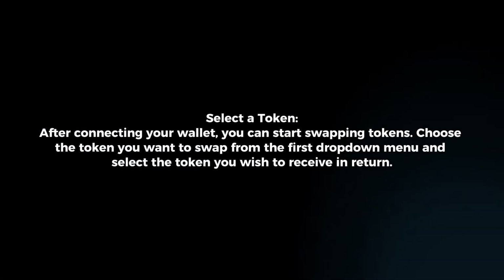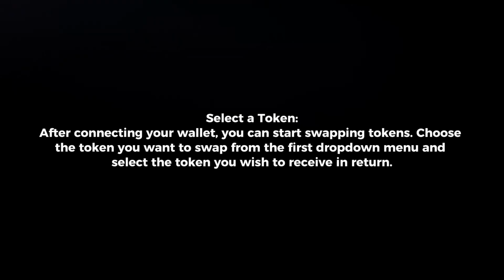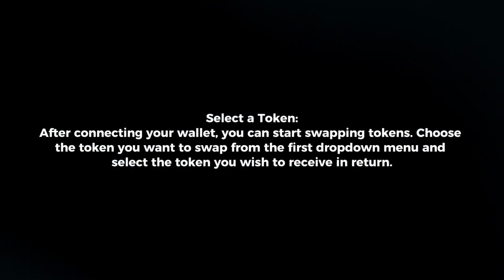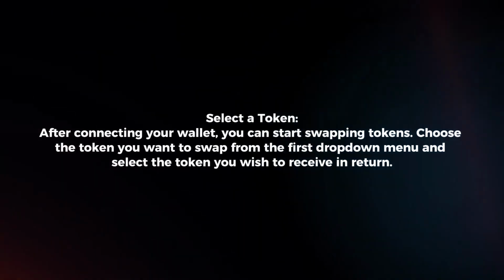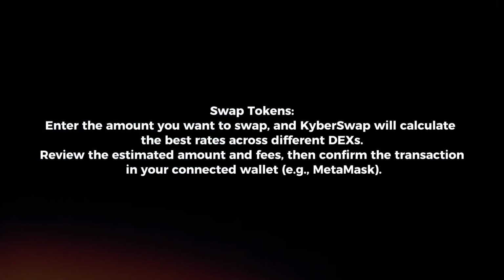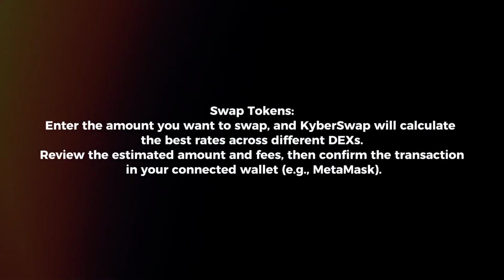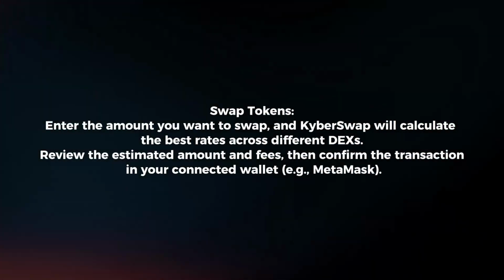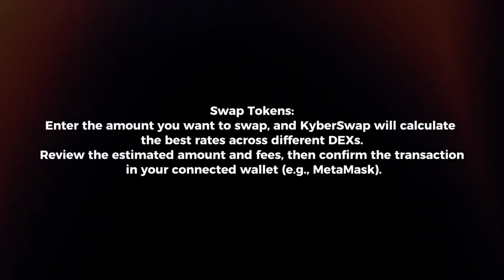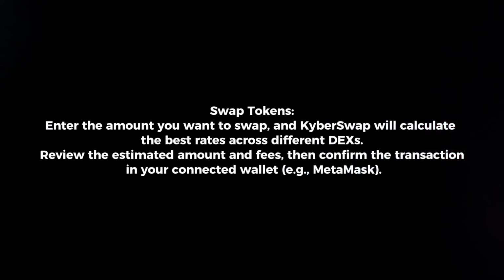Select a token. After connecting your wallet, you can start swapping tokens. Choose the token you want to swap from the first drop-down menu and select the token you wish to receive in return. Swap tokens. Enter the amount you want to swap, and KyberSwap will calculate the best rates across different DEXs. Review the estimated amount and fees, then confirm the transaction in your connected wallet.